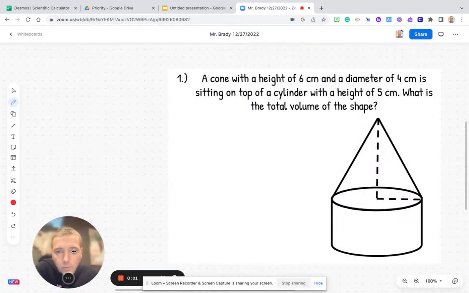Hi guys, let's answer question number 1 here. A cone with a height of 6 centimeters and a diameter of 4 centimeters is sitting on top of a cylinder with a height of 5 centimeters. What is the total volume of the shape?